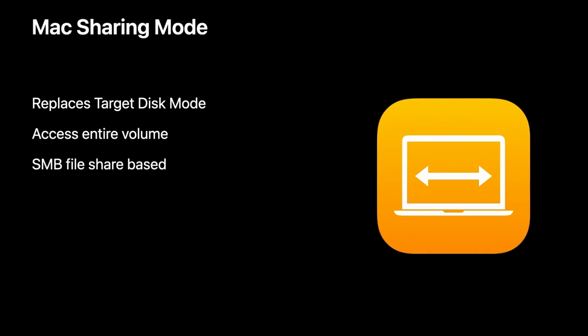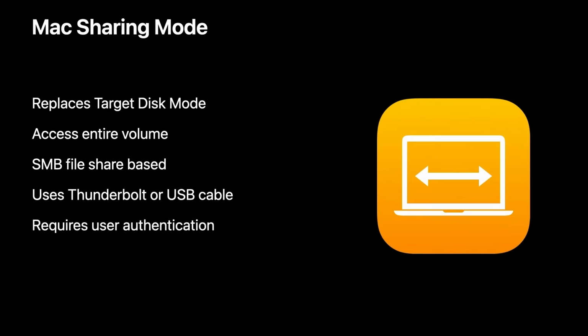Mac Sharing Mode uses SMB for connectivity over a Thunderbolt or USB cable, and because it's file-based, block copying data over this interface using tools like ASR, or Apple Software Restore, is not supported. Once a Mac has been set up with a user account, if FileVault or Activation Lock is enabled, using Mac Sharing Mode requires authentication.